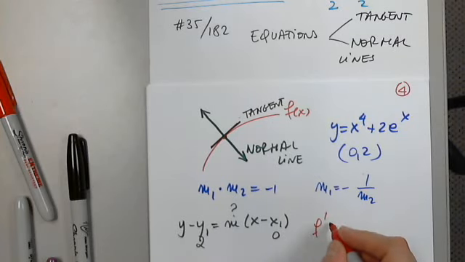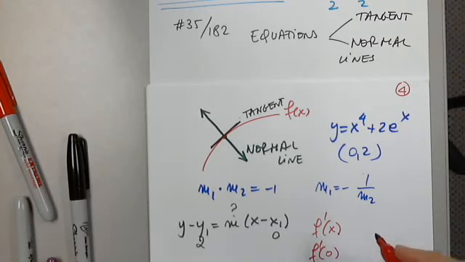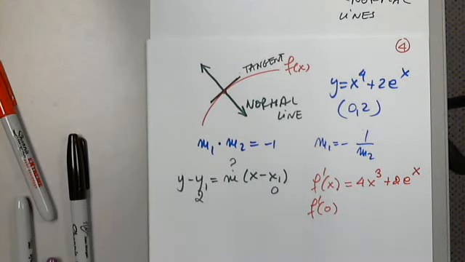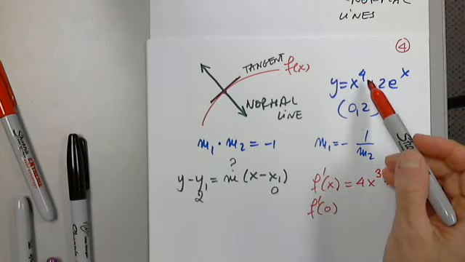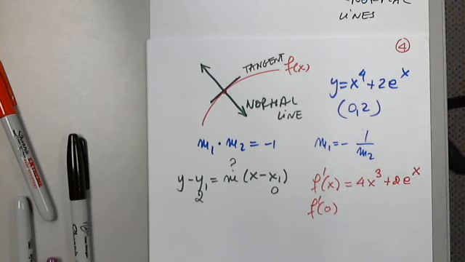So I have to find f prime of x first, and then I will find f prime of 0. After I find f prime of x, what will I have to plug in? Of course, that's the point. Very good. So let's find f prime of x first. If I don't have the function, I cannot find f prime of 0. So f prime of x will be 4x to the third plus 2e to the x. Agreed? We bring 4 down. We subtract 1 from the power. And 2e to the x prime is 2e to the x.